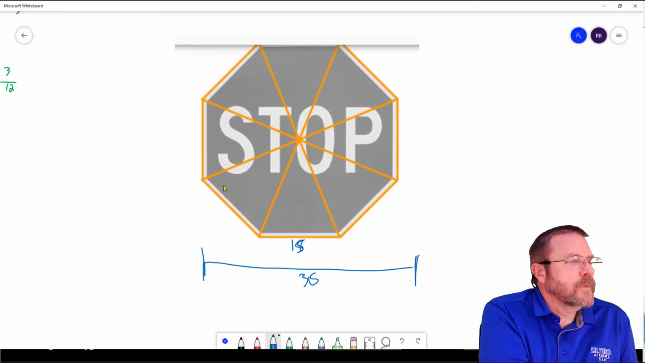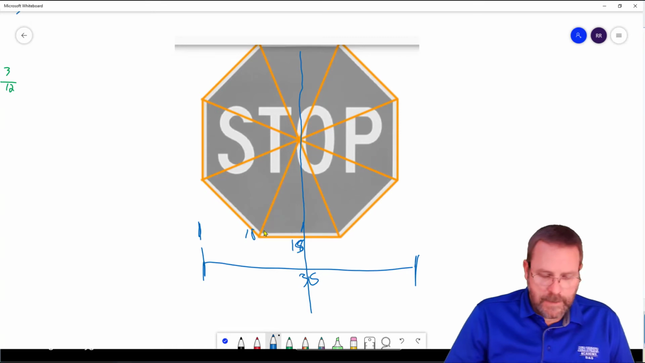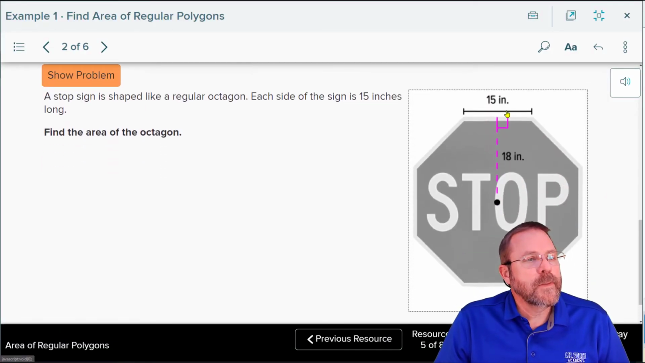So that means that the distance, if you were taking a cut right down the middle of that, from here to here, half of 36, that's going to become our 18. Which you can see you've got right here. And that's how they did each of the triangles. They had a base of 15 and a height of 18 going to the center there.